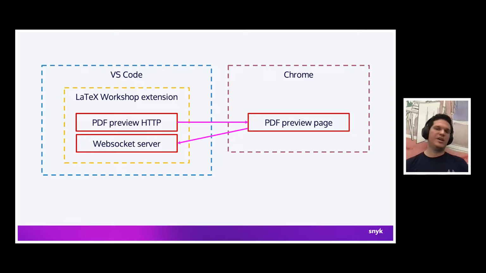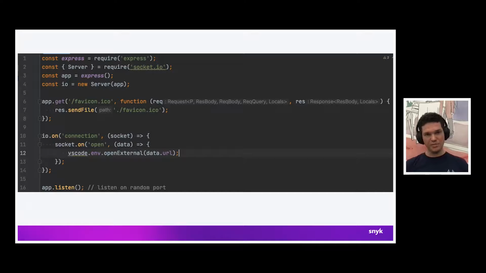Basically, inside Visual Studio Code, we have the LaTeX Workshop extension. And inside the extension, we have an HTTP server, which is meant to render the preview page for PDFs. Additionally, this local HTTP server has a WebSocket server inside, to communicate back from the PDF preview page to the Visual Studio Code extension. And again, we have a super simplified version of this vulnerable code.